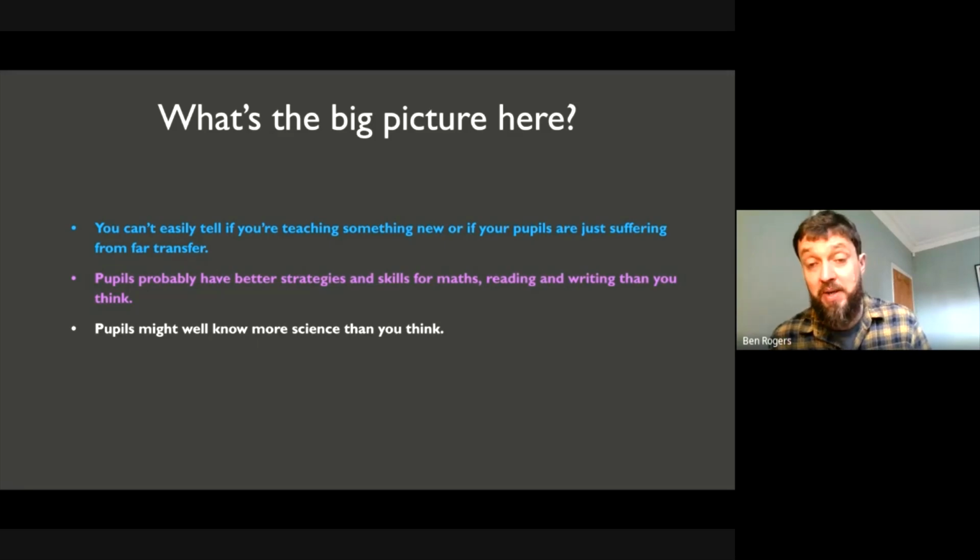Final one, they might well know more science than you think. They might not, but you won't know by asking them, and you won't know by doing a little pre-quiz, because they'll answer nonsense even if they do know it, because it's in a different room, different teacher, different class, might be in a lab, all that stuff going on. They won't be able to remember it. Whereas if you bridged it first and then did the quiz, you'd get a much clearer idea, I think.